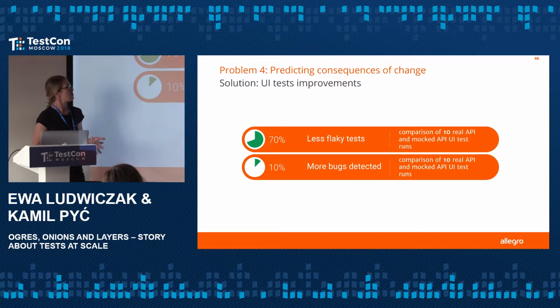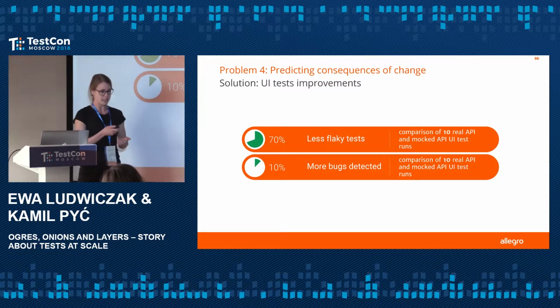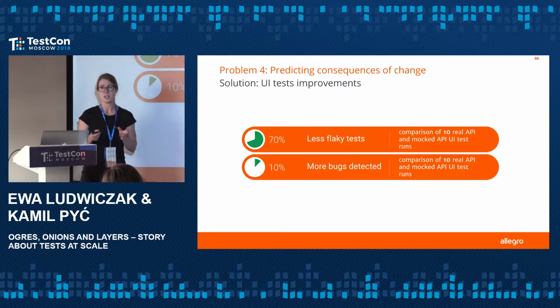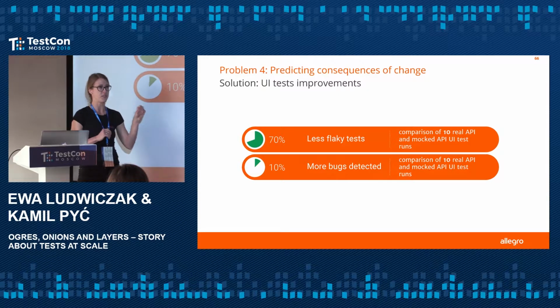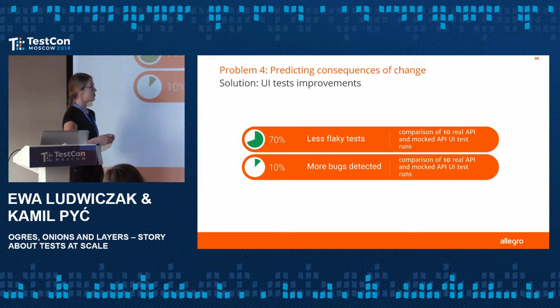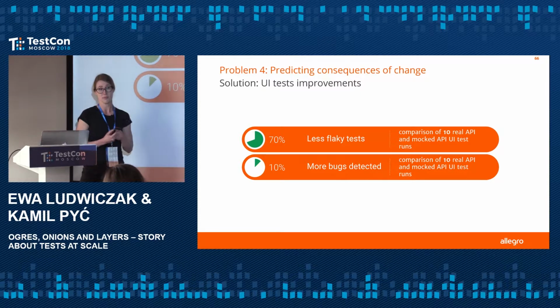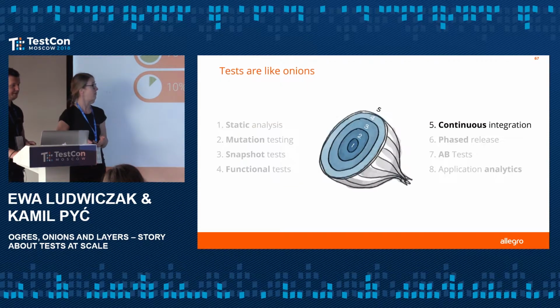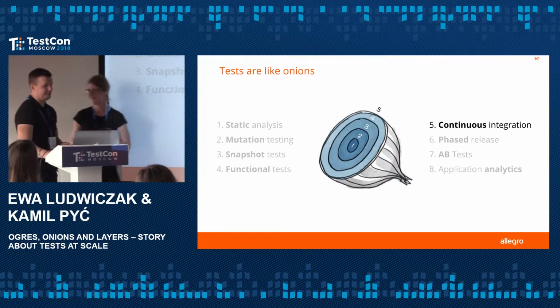I told you about being less flaky and more reliable. Here is some qualitative analysis that we performed. We compared 10 test runs between tests using real API and tests using mocked API. And we learned that tests using mocked API are definitely less flaky, and they are discovering more bugs. So we were quite happy with this qualitative measurement. Yeah, numbers speak for themselves.